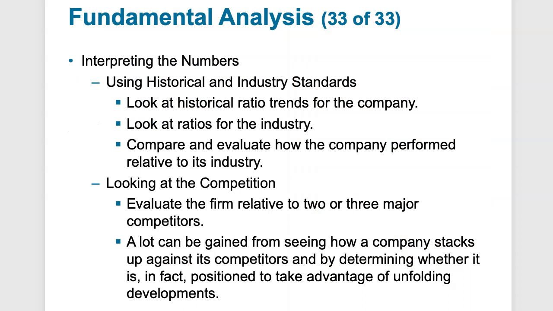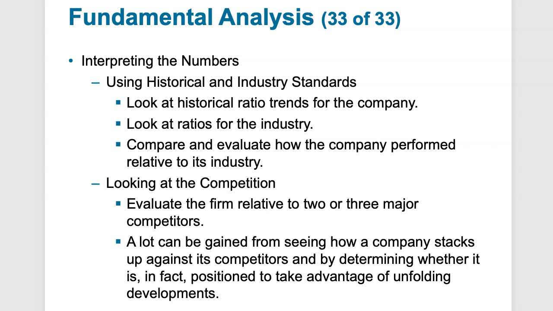But when you're interpreting these numbers, you want to look first at historical data, how the numbers have changed for the company on a year-over-year basis, but also how it compares today to its industry competitors. So for historical trends, for stock prices to do well and go up, you want to see profits growing and sales growing over time. The company is moving forward, becoming bigger, becoming more profitable.